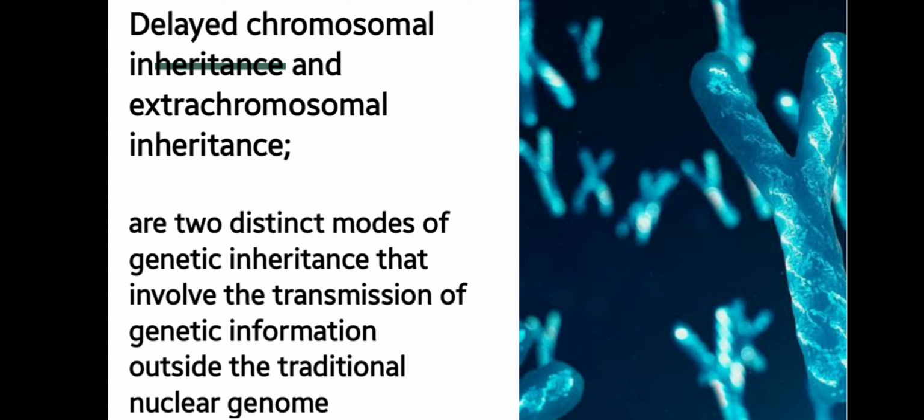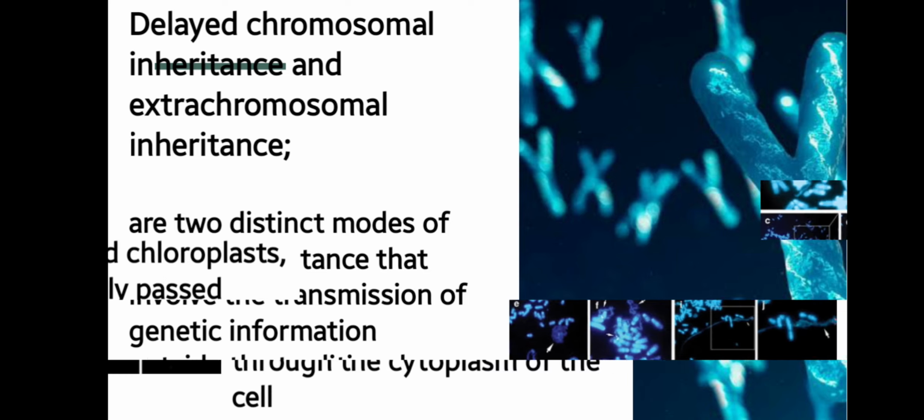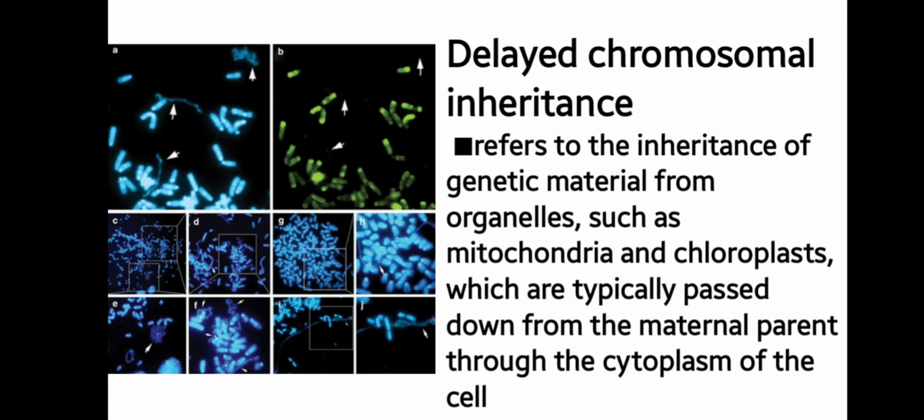So delayed chromosomal inheritance and extrachromosomal inheritance are two distinct modes of genetic inheritance that involve the transmission of genetic information outside our traditional nuclear genome. What is delayed chromosomal inheritance? Delayed chromosomal inheritance refers to the inheritance of genetic material from organelles such as mitochondria and chloroplasts, which are typically passed down from the maternal parent through the cytoplasm of the cell.